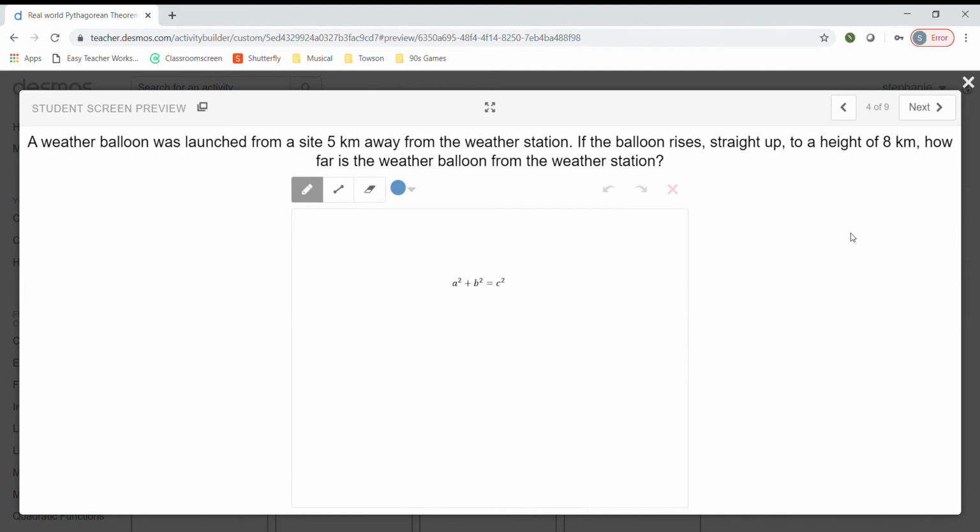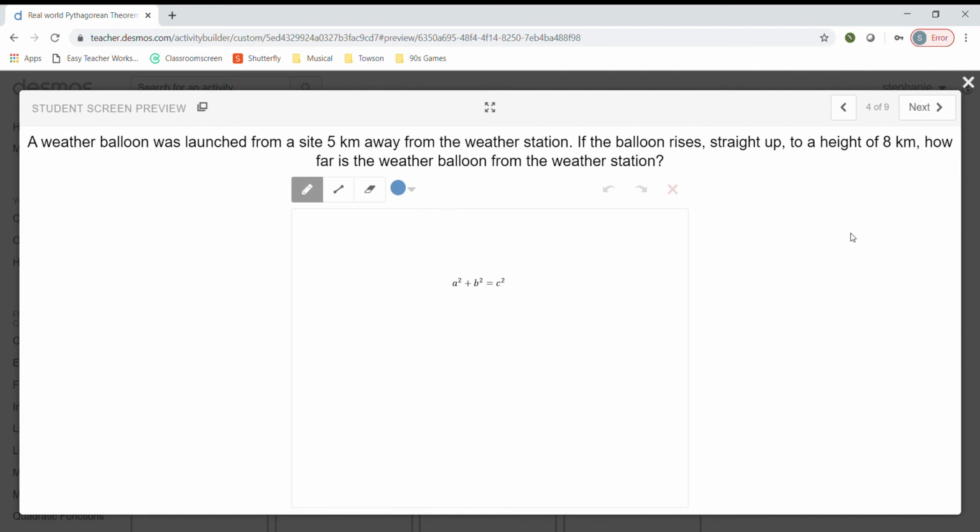All right, let's look at another one. It says a weather balloon is launched from a site 5 kilometers away from the weather station. If the balloon rises straight up to a height of 8 kilometers, how far is the weather balloon from the weather station? So first thing, we should draw a diagram.